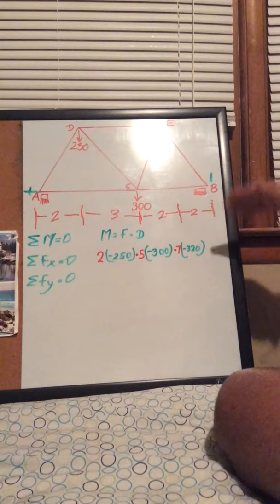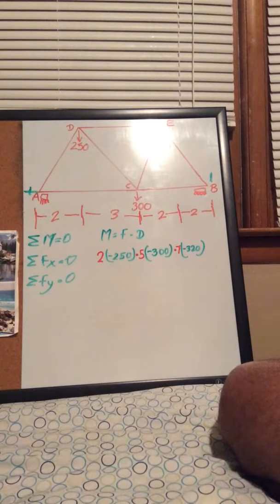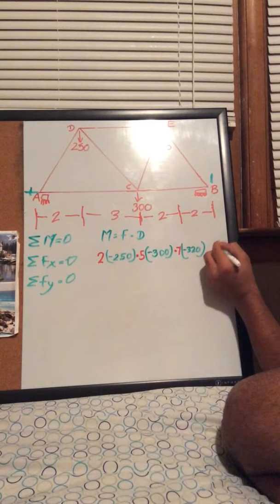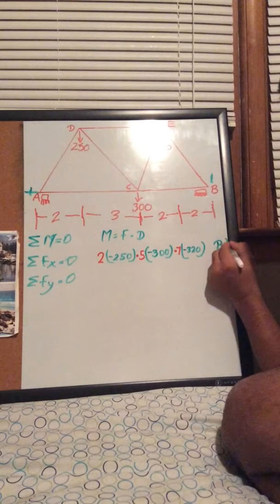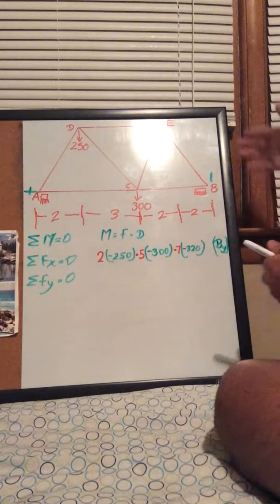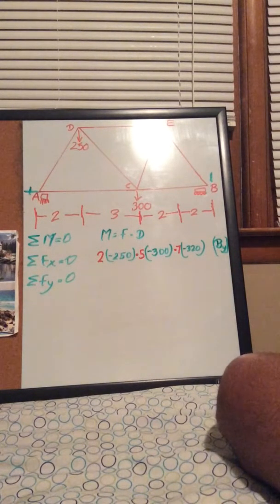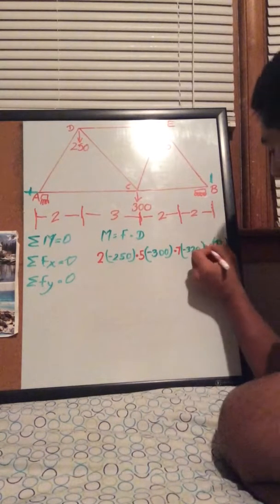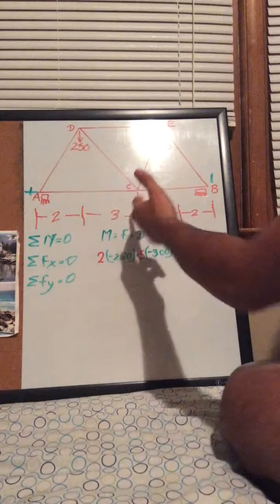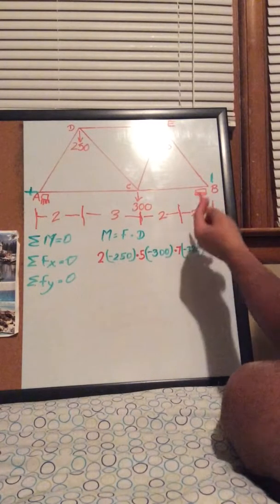B is an unknown value. We don't know B. From A to B, let's just write BY, because we don't know the value of B, and Y because it can only go in the Y direction. It cannot go in the X direction. So 2 plus 3 is 5, 5 plus 2 is 7, 7 plus 2 is 9.